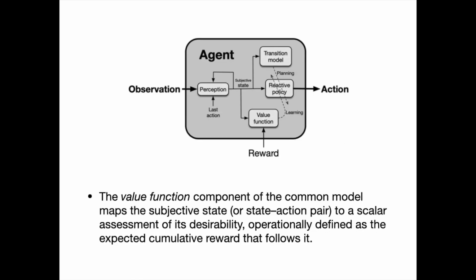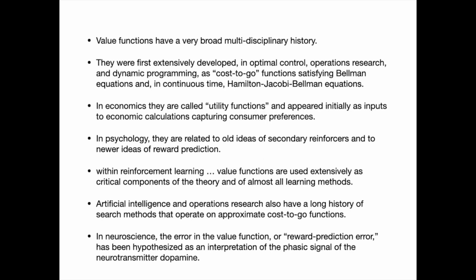The value function component of the common model maps the subjective state, or state-action pair, to a scalar assessment of its desirability, operationally defined as the expected cumulative reward that follows it. Value functions have a very broad multidisciplinary history. They were first extensively developed, in optimal control, operations research, and dynamic programming, as cost-to-go functions satisfying Bellman equations and, in continuous time, Hamilton-Jacobi-Bellman equations.